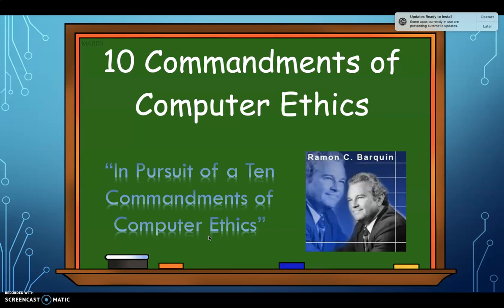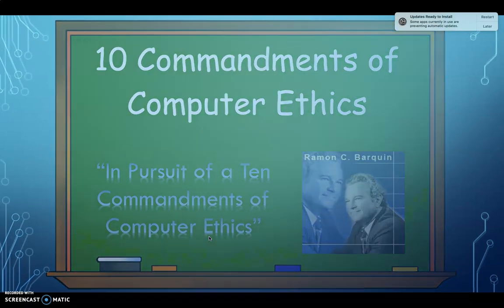The 10 Commandments of Computer Ethics were created in 1992 by Computer Ethics Institute. These commandments were introduced in the paper In Pursuit of the 10 Commandments for Computer Ethics by Ramon C. Barkin as a means to create a set of standards to guide and instruct people in the ethical use of computers. Here are the 10 Commandments.